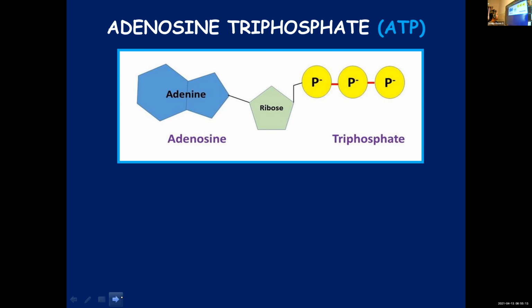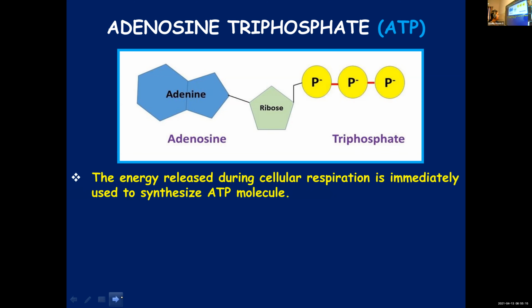The excess energy produced will be stored in the form of ATP molecules. This is the energy which is released during cellular respiration. Cellular respiration means that respiration is taking place within the cells. Glucose is broken down within the cells. So the energy released as a result of cellular respiration will be used for synthesizing what molecules?